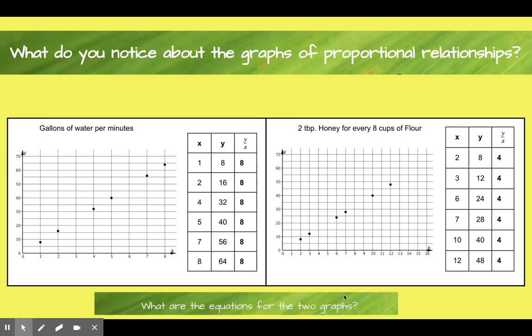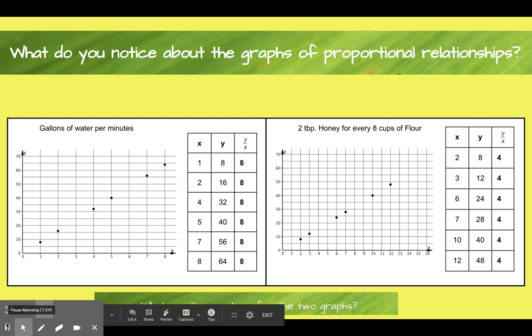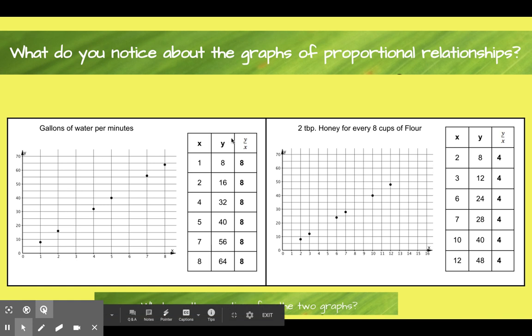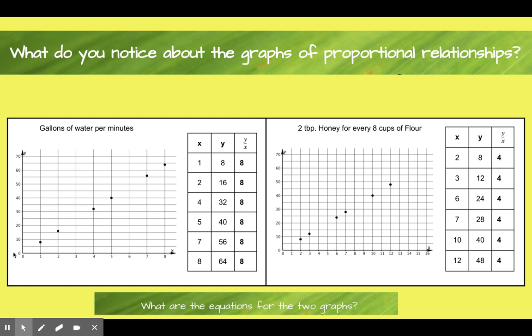So what do you notice about the graphs of proportional relationships? Hopefully you notice that their table here gives us what the constant proportionalities are for both. Remember, if I divide my second column by my first column, it'll give me my constant proportionality because these are all consistent for both. And remember, if I were to connect these points with a single line, they would go through the origin.